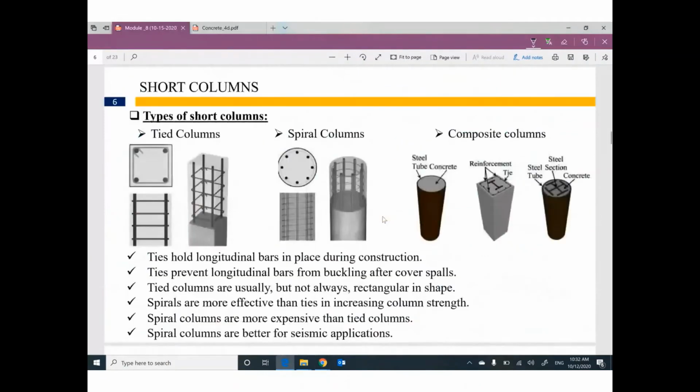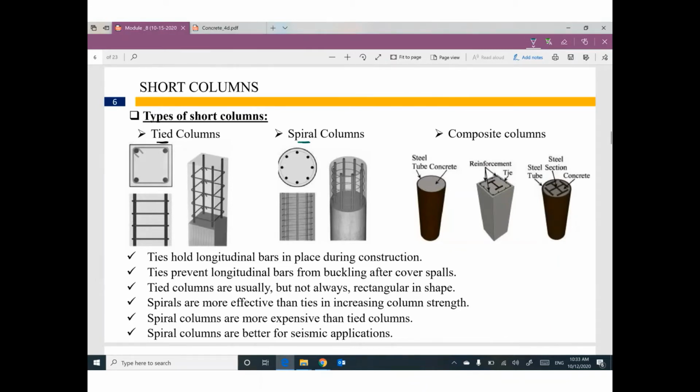Let's start with the short column. Short columns means we don't have an issue with buckling. We are good. Buckling is not a big issue. A short column can have three different shapes. The first is called a tied column. The second is called a spiral column. The third is a composite column.